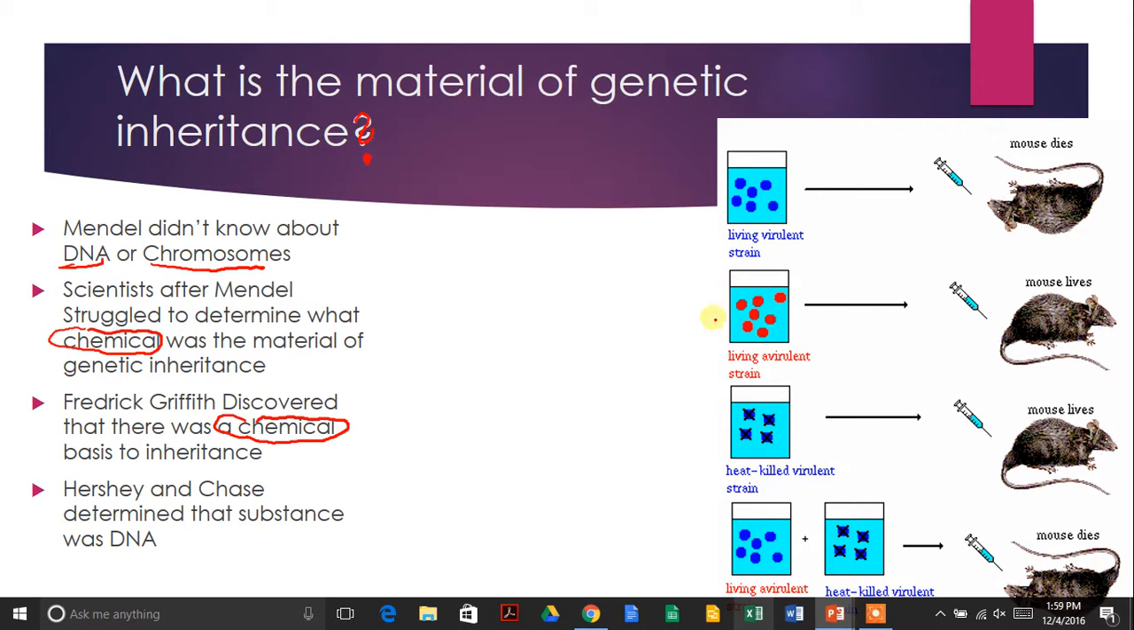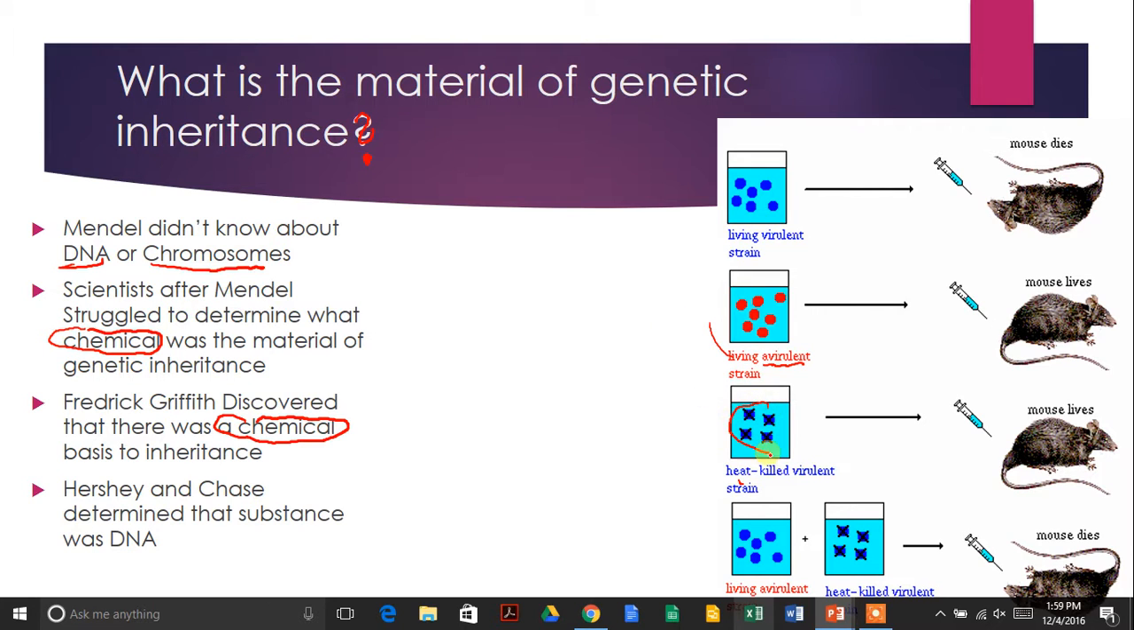He also raised a second strain of bacteriophage virus that wasn't deadly, and injected a mouse with those, and the mouse was just fine. Third, he killed with heat the virulent deadly strain, and when he injected it in the mouse was fine.